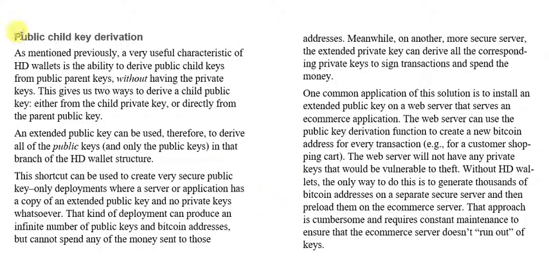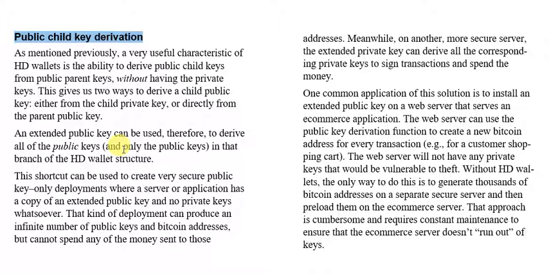Public child key derivation. As mentioned previously, a very useful characteristic of HD wallets is the ability to derive public child keys from public parent keys, without having the private keys. This gives us two ways to derive a child public key, either from the child private key, or directly from the parent public key. An extended public key can be used, therefore, to derive all of the public keys, and only the public keys, in that branch of the HD wallet structure.